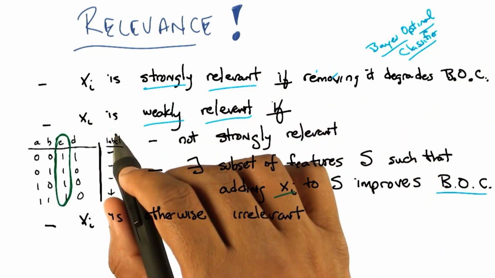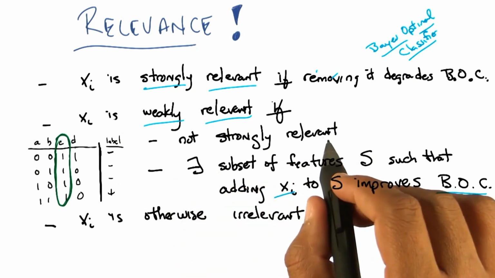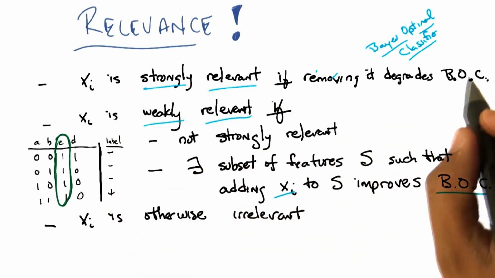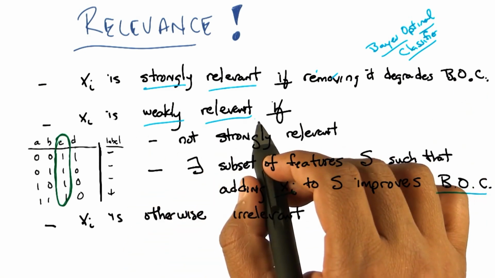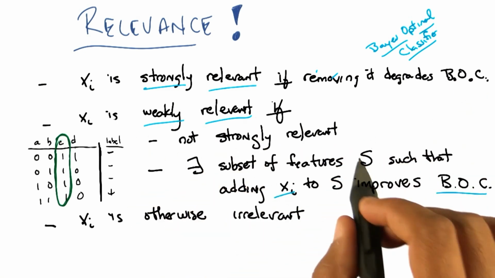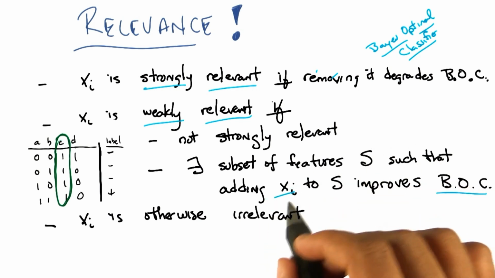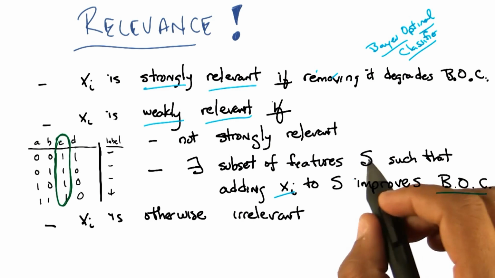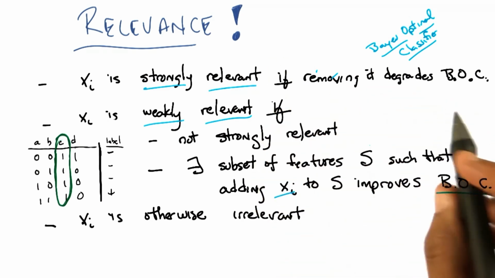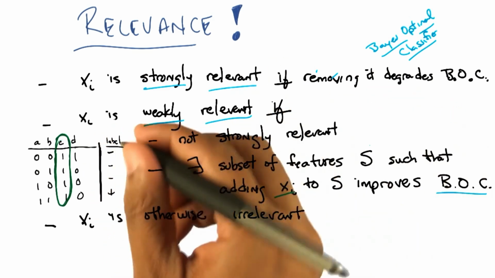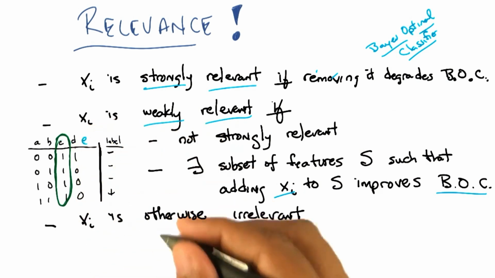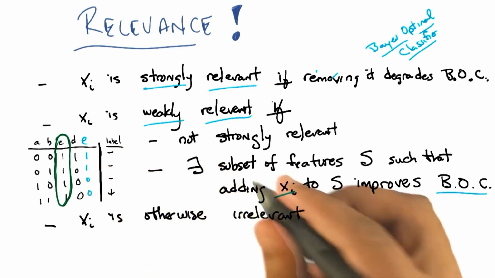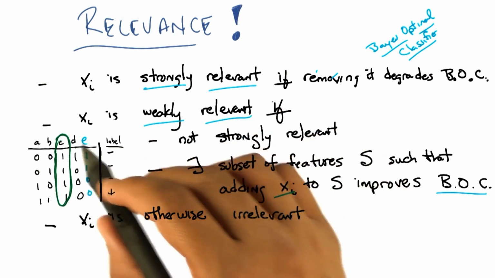On the other hand, if x of i is not strongly relevant, that is, removing it doesn't actually hurt the Bayes optimal classifier, it can still be weakly relevant in the case where there is some subset of the features such that if I added x of i to that subset, it would improve the Bayes optimal classifier on just that subset. So I can make that a little bit more concrete. Imagine that we had another variable, let's call it e, okay, which had these values. So if you look carefully, you'll notice that e is in fact not a.